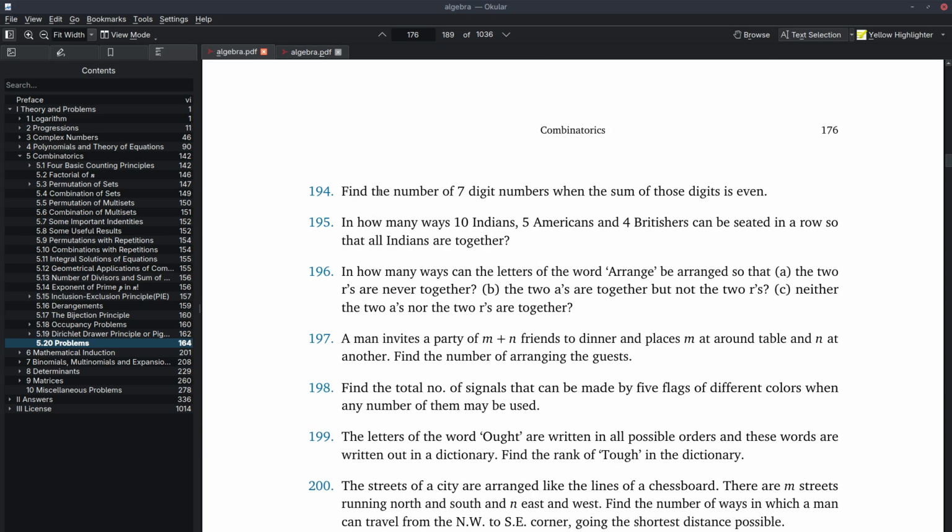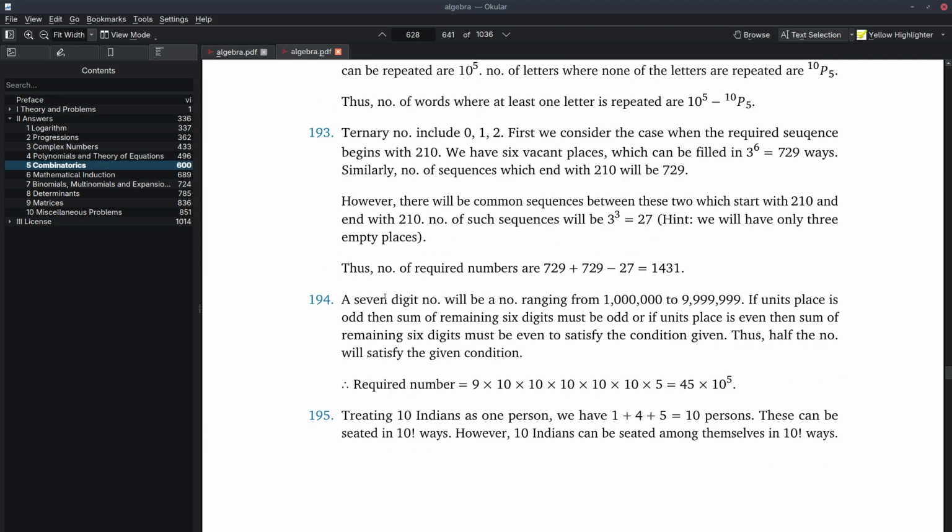Question 194 says: find the number of 7-digit numbers for which the sum of the digits is even. A 7-digit number will be a number ranging from 1 million to 9,999,999. If the units place is odd, then the sum of the remaining 6 digits must be odd. Or if the units place is even, then the sum of the remaining 6 digits must be even to satisfy the given condition. Thus, half the numbers will satisfy the given condition.